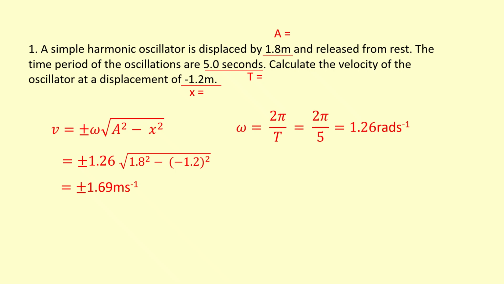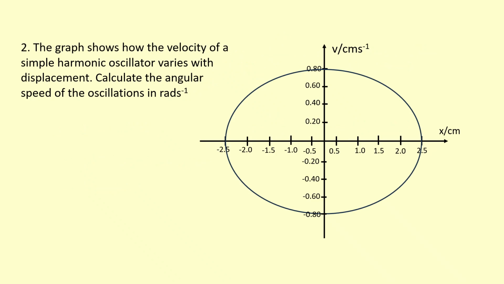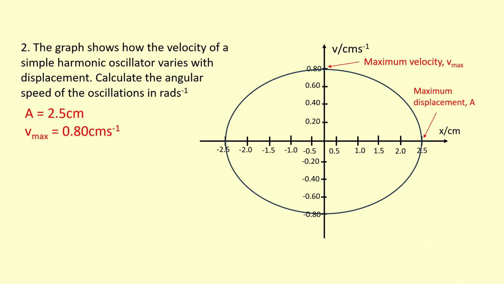of oscillator we have. The graph shows how the velocity of a simple oscillator varies with displacement. Calculate the angular speed of the oscillations in radians per second. So we're trying to find omega here. We'll look for information in this graph. One piece of information we can get is the maximum displacement, in other words amplitude, which is 2.5 centimeters. We can also get the maximum speed, which is 0.8. So that's V max, and that's in centimeters per second.